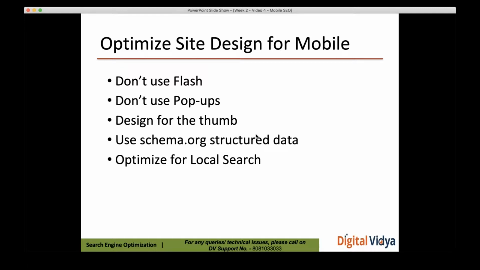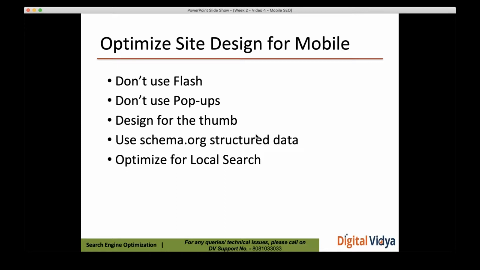Always design for thumb, because people who use a smartphone always have thumbs. Ask yourself, you're the target customer, right? Think about how you look at a website when you are visiting it from a smartphone. Use schema.org structured data. That is something we will learn in detail in the next presentation.